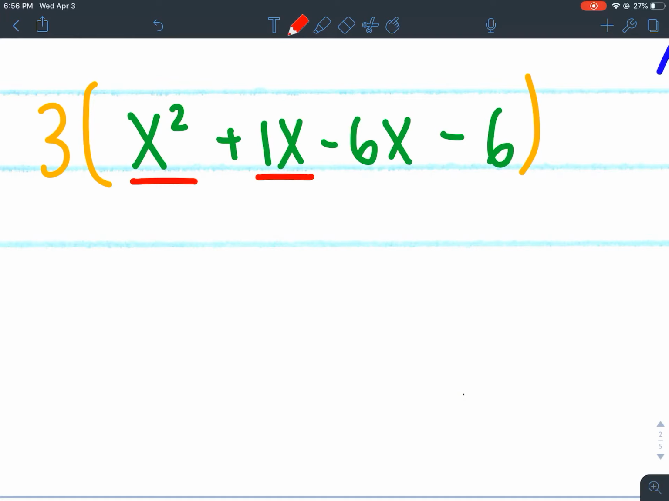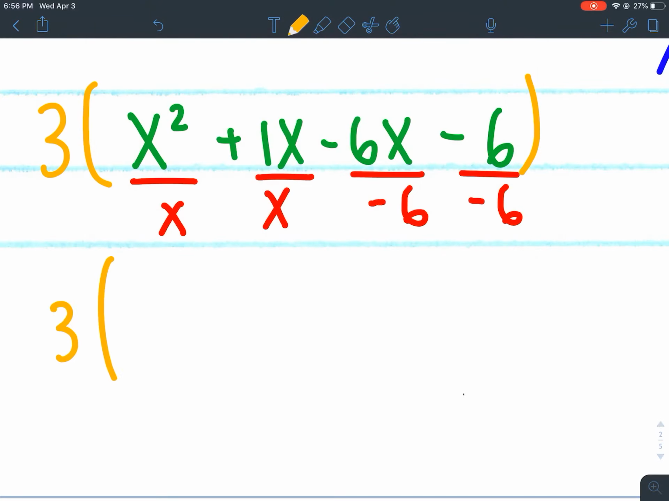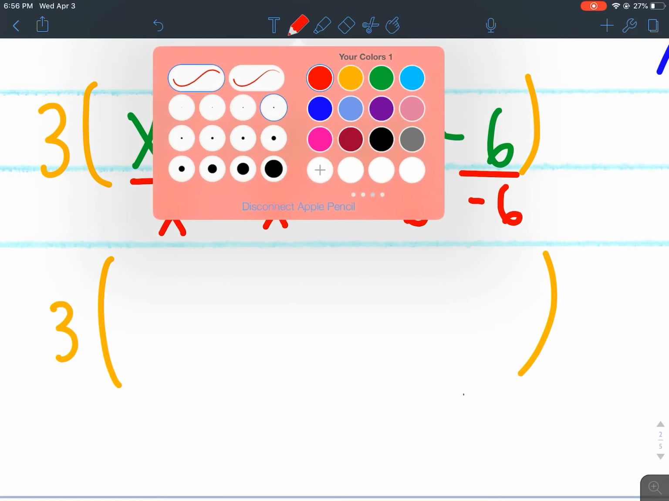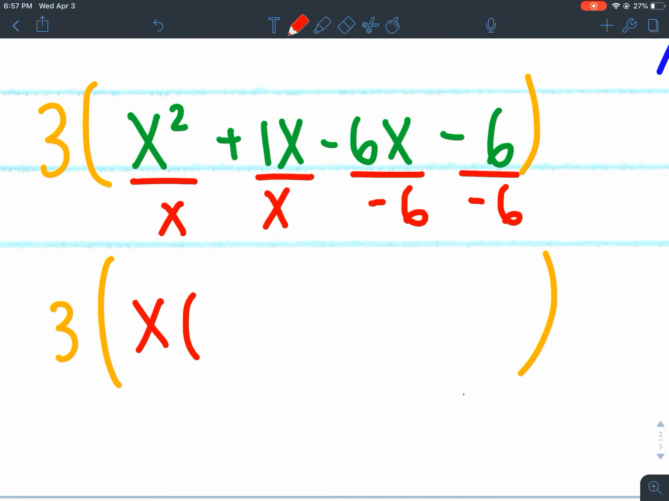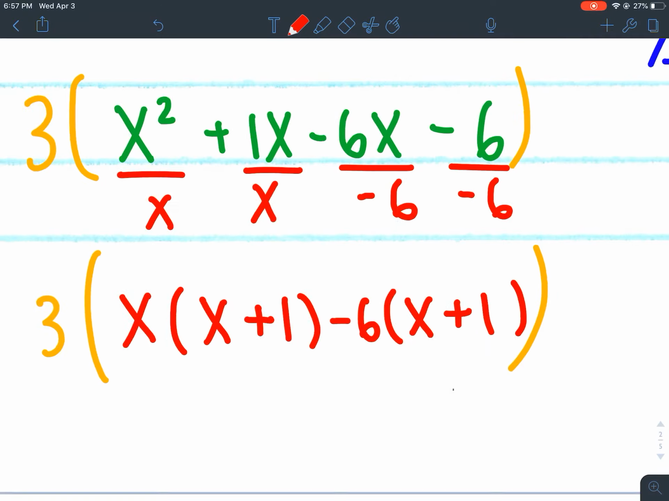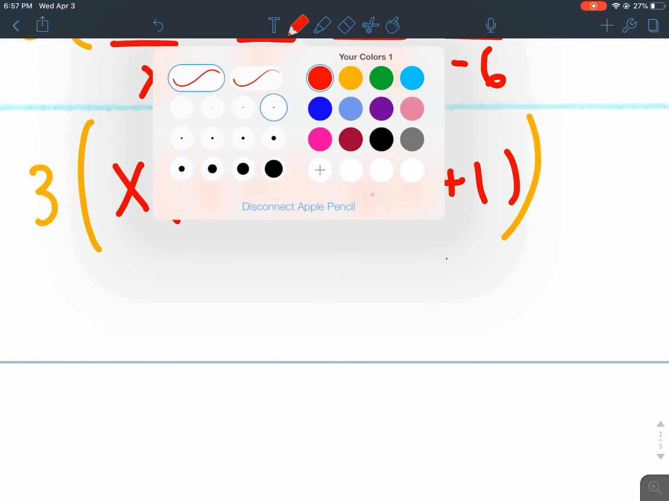So the most I can factor out is an x here, and the most I can factor out over here is a negative 6. Again, I'm going to leave that 3 out there. So when I factor, I take out that x. What I have left in the parentheses is x plus 1. Over here, I factored out a negative 6, and then I have x plus 1 again. So my parentheses do match.